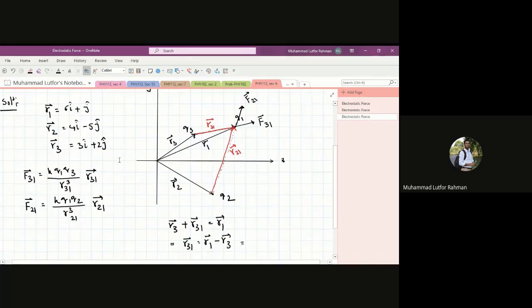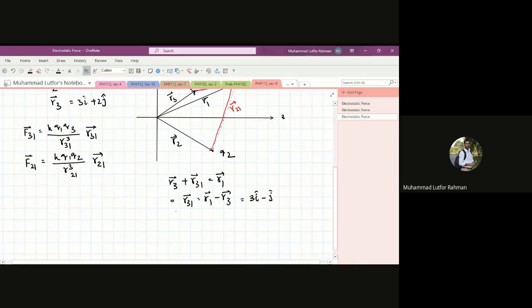So this is my R1 and this is my R3. Then it's going to be 6i minus 3i, that's 3i, and j minus twice j, that should be minus j. This is my R31 vector, and the magnitude of this vector would be 3 squared plus 1, which is 9 plus 1, so the root 10. That is the magnitude of R31, root over 10.